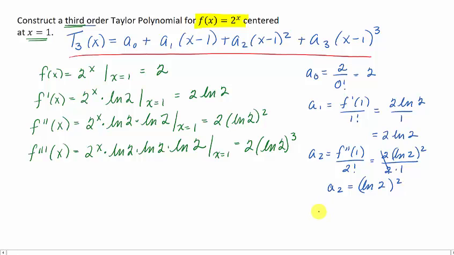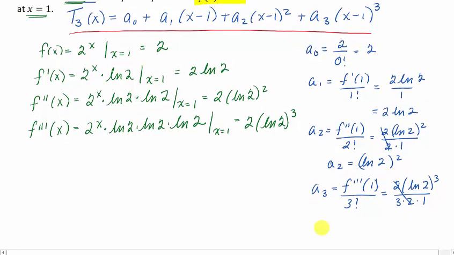And then our very last one, a sub 3, is going to be our third derivative evaluated at 1 divided by 3 factorial. So we're going to have 2 times the natural log of 2 cubed divided by 3 times 2 times 1, and the 2's are going to cancel again. So our a sub 3 is going to equal 1/3 times the natural log of 2 quantity cubed.